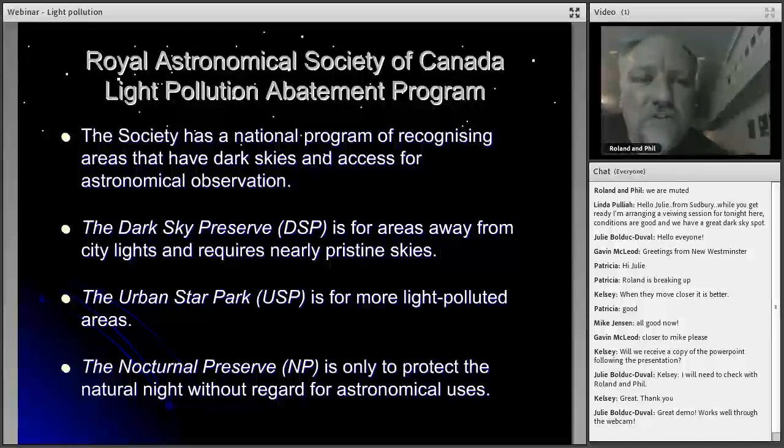The nocturnal preserve is an area where basically the lighting at night is regulated strictly for the preservation of the natural night environment. There's no regard for astronomical use, and quite often sites like this don't have access for astronomy, whereas our first two categories, the Dark Sky Preserve and the Urban Star Park, are more for preserving the night sky for astronomy usage.